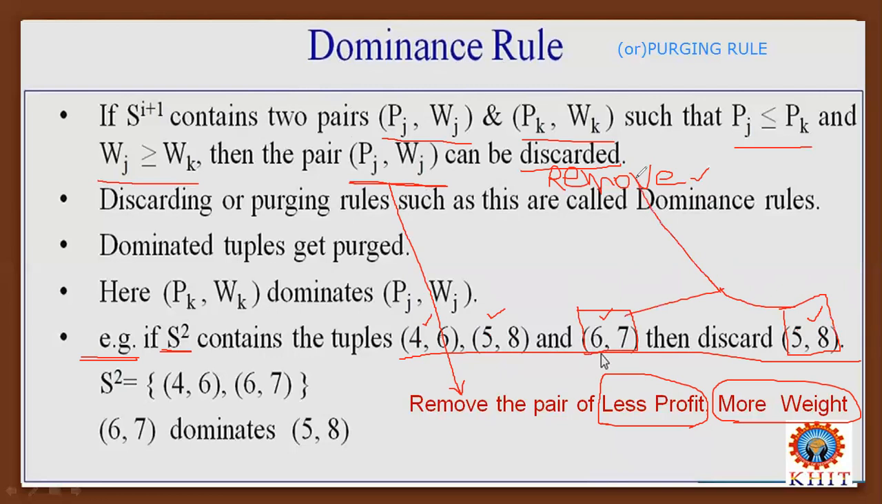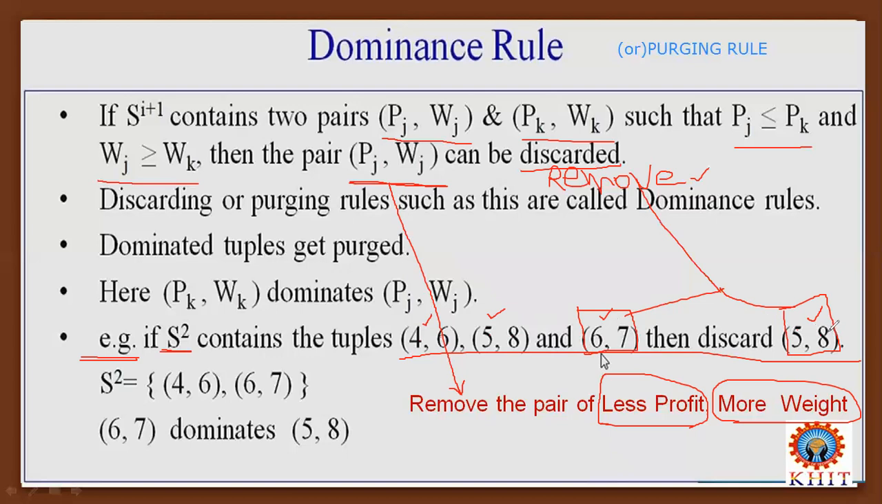So remove, we need to apply the dominance rule. Here this is profit, this is weight, this is profit, this is weight. Here the profit is more and this is the weight. If you compare these two weights, here profit is more, but here profit is less. Profit is decreasing, weight is increasing. If you clearly observe, profit is decreasing, weight is increasing.